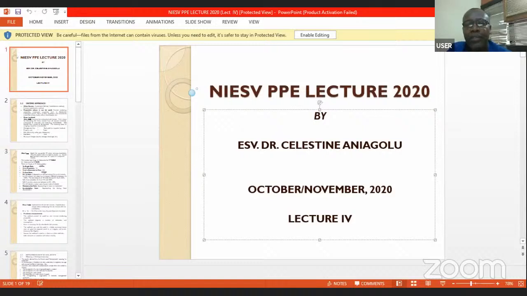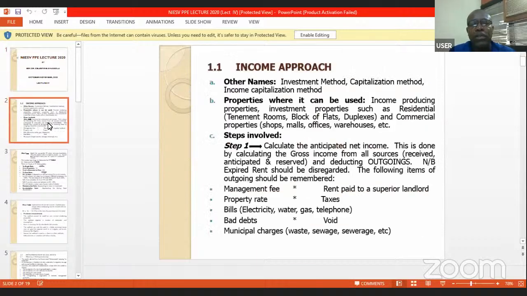Okay, we'll start with our lecture for today. Remember, in our last lecture, we were discussing the methods of valuation. The last topic we had was the methods of valuation, and of the methods of valuation, the last one we did not discuss is the income approach to valuation. So we'll take off from there, conclude, and then come back to valuation again and see if we can explain a few things about the income approach to valuation.